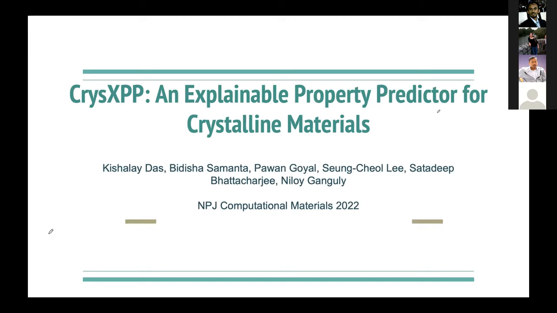So with this in mind, I am just shifting gear and going to the next part, crystalline materials. So CRYSPP, which has come out recently in npj Computational Materials, is an explainable property predictor for crystalline materials. And these are my co-authors.